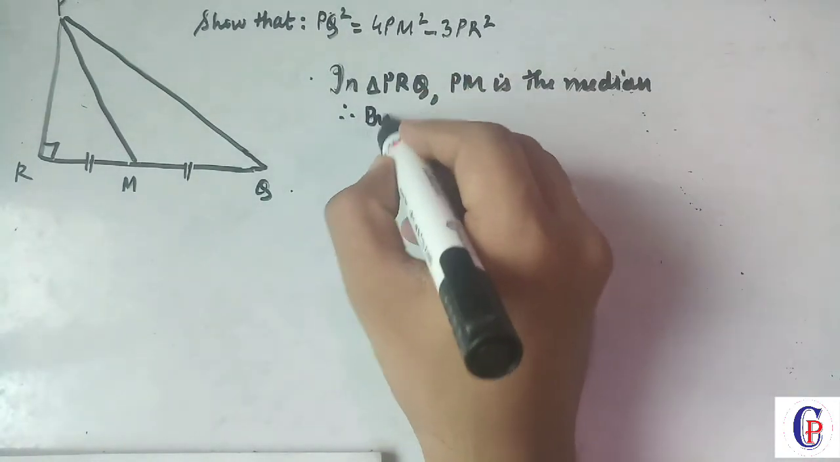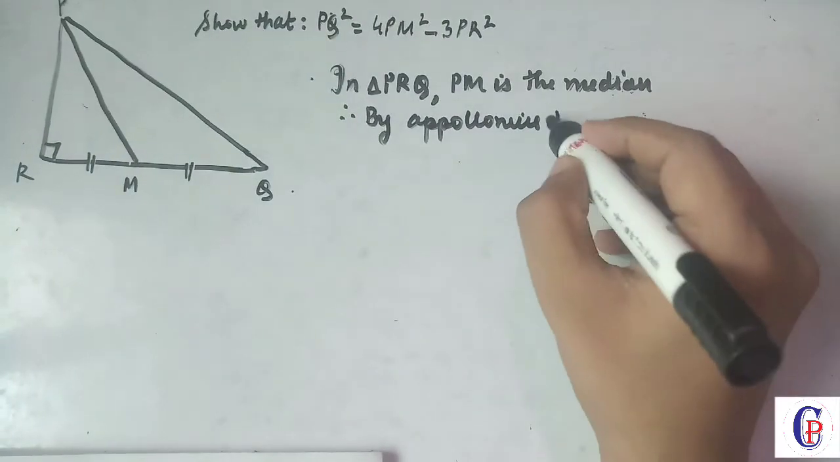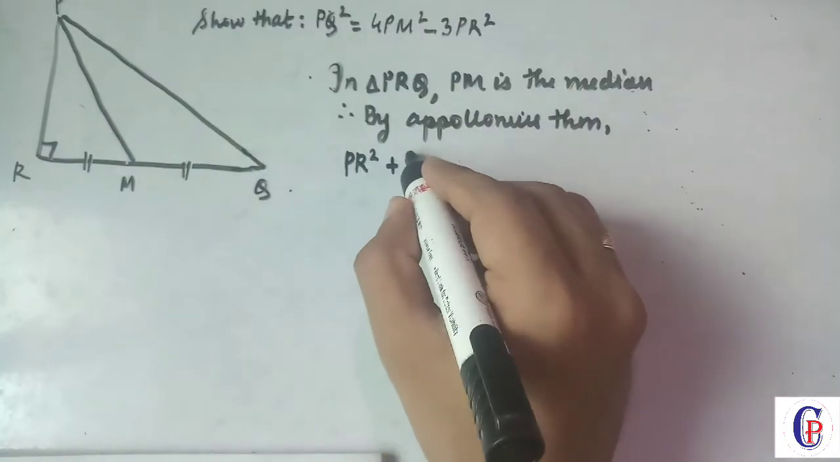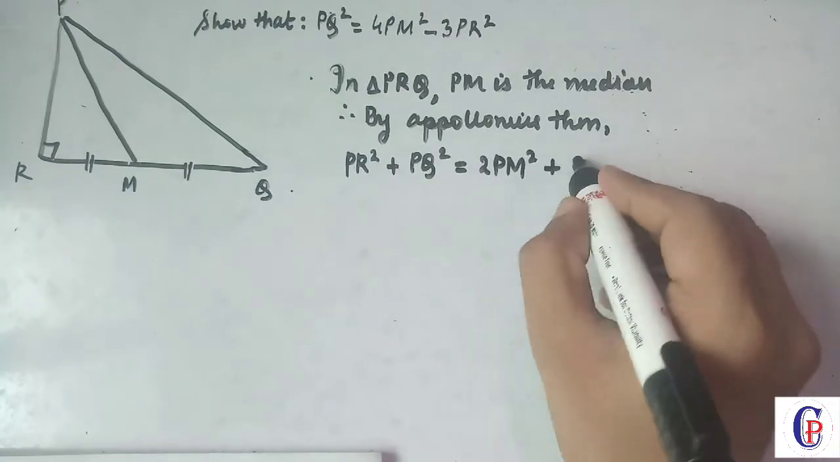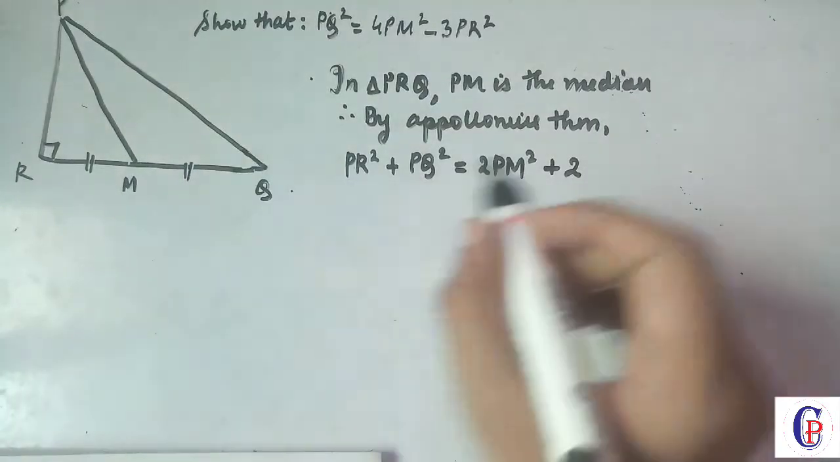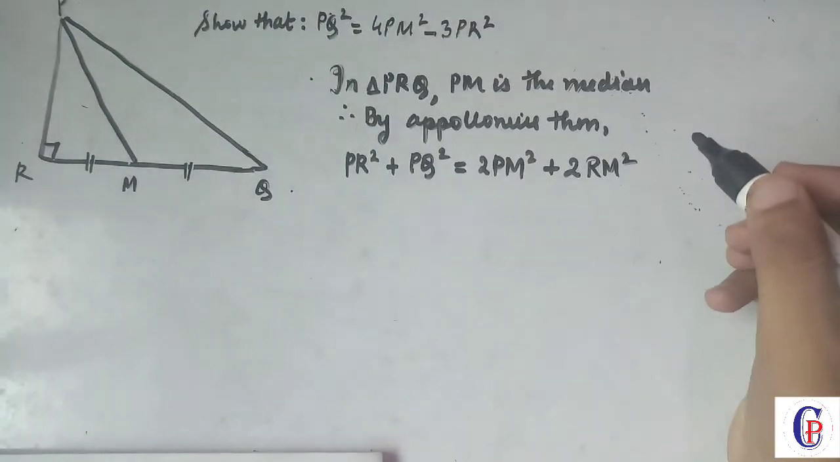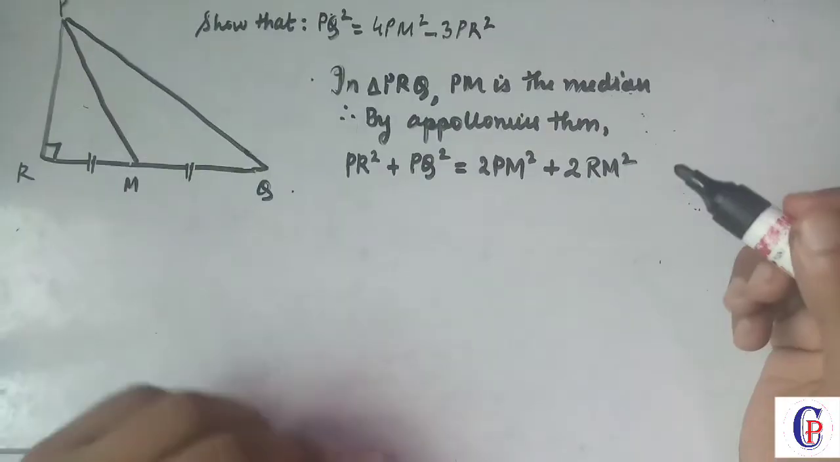Therefore, by Apollonius theorem, we can say that PR square plus PQ square is equal to twice PM square plus twice RM square. Okay, so the theorems should be firm, then you will understand why I applied Apollonius.